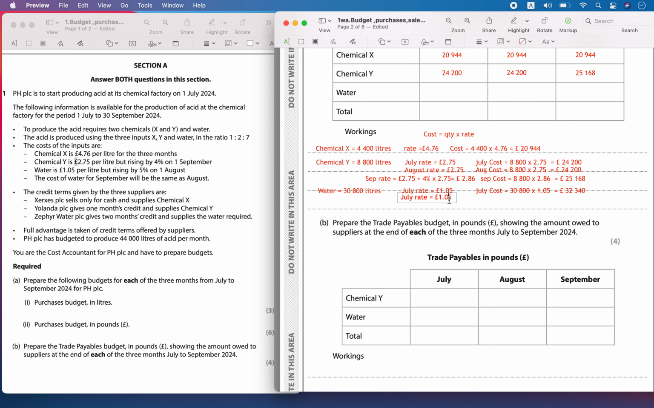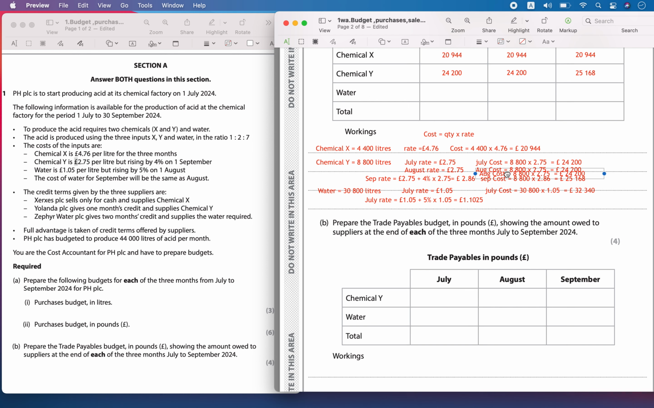Now the next one is in the August itself, it's going to increase by 5%. So let's increase the rate by 5%, so plus 5% of 1.05. That is going to be equal to 1.1025. That's the new rate that's going to happen because of the increase of 5% in the month of August.